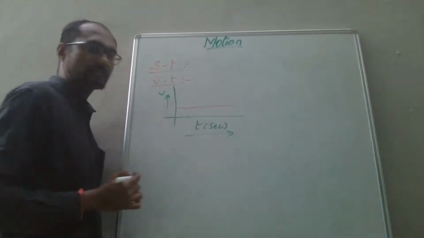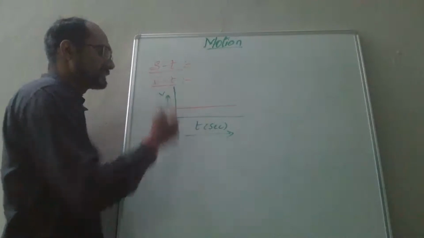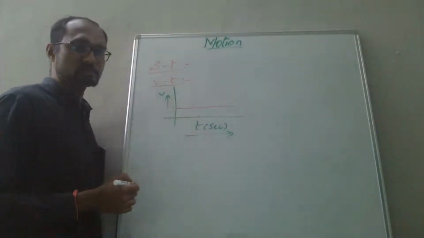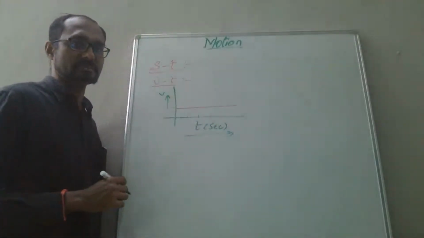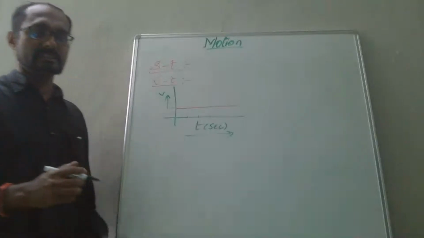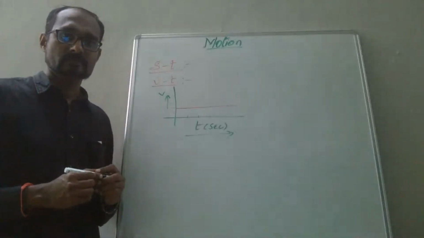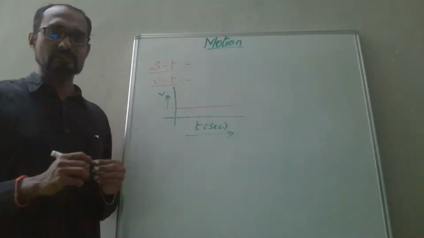If the graph plotted is parallel to the x-axis, it means that at the first interval of time, it has a velocity of say 2 meters per second. After 1 more second, the velocity is still 2 meters per second. After the third second also, the velocity is 2 meters per second. That means it has the same velocity even with the passage of time. So we say the body is traveling with uniform velocity.